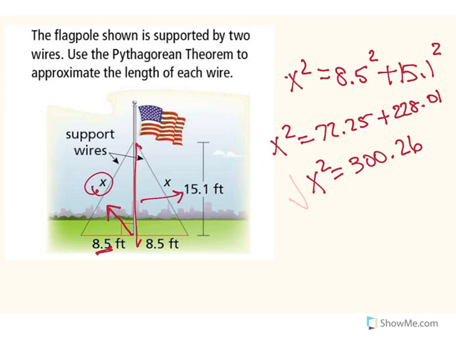So we take the square root of both. Now, because this is real world and you started with decimals, you can have a decimal answer. I'm not going to ask you to simplify something that's got a decimal, right? So the square root of that is 17.33. Oops, not x squared, sorry. X, sorry, my bad.